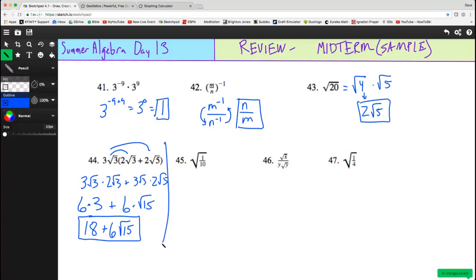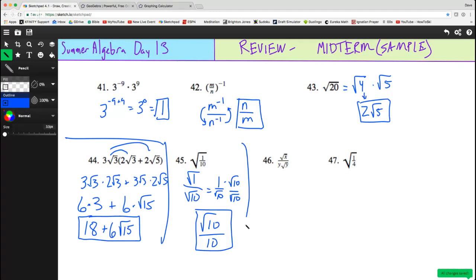One over square root of 10, we can't have a fraction inside, so square root of 1 over square root of 10. Well, that's equal to 1 over root 10. Now we have to rationalize our denominator, root 10 over root 10, and on top we get root 10, and on bottom we get just a 10. Square root of 10 times square root of 10 is 10.